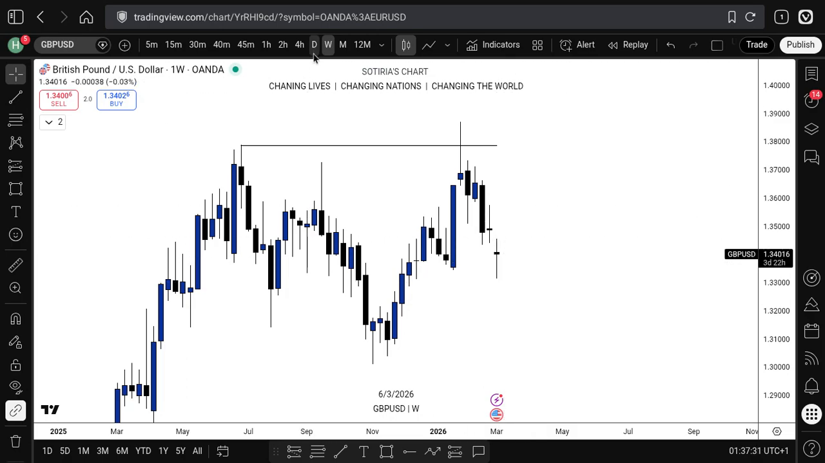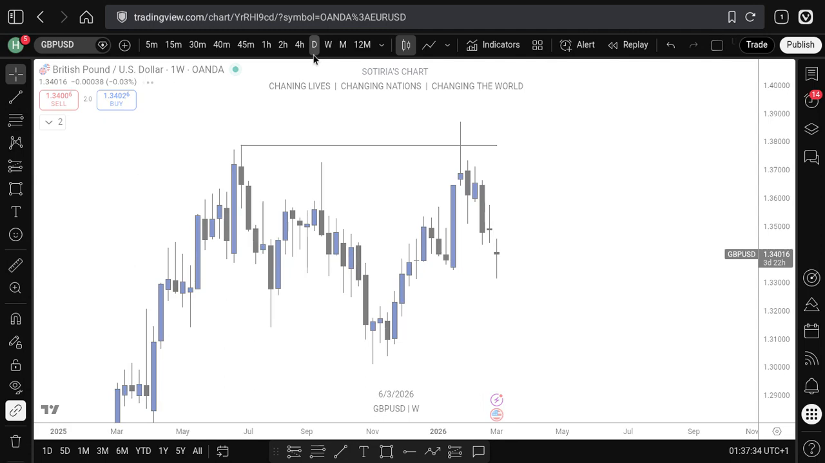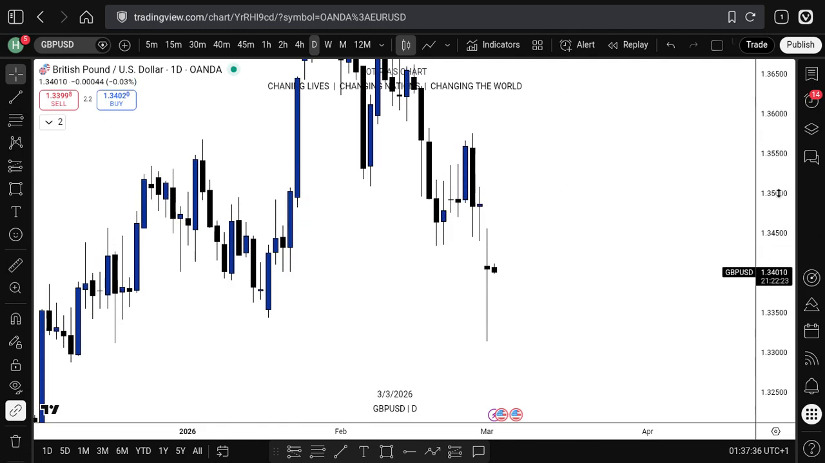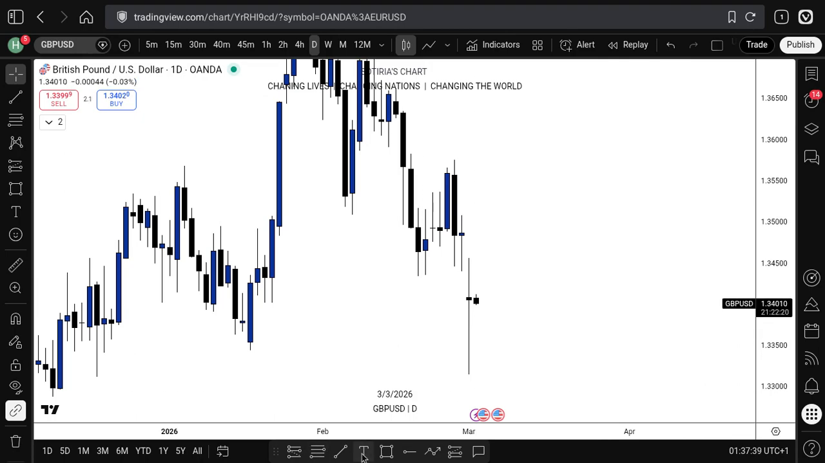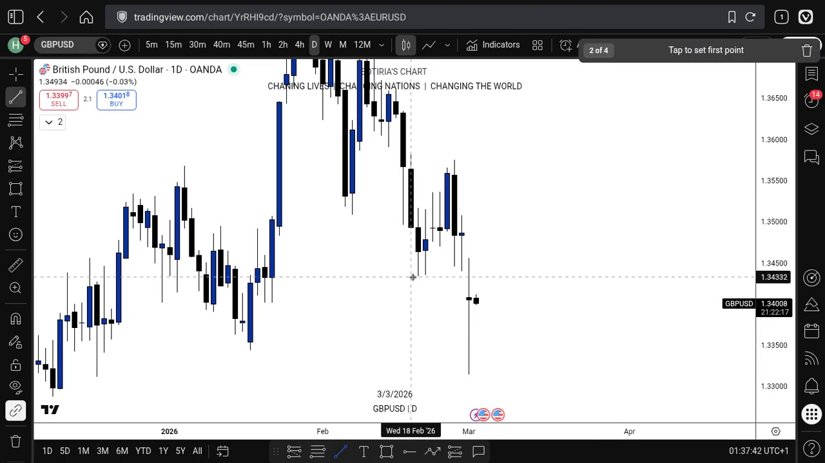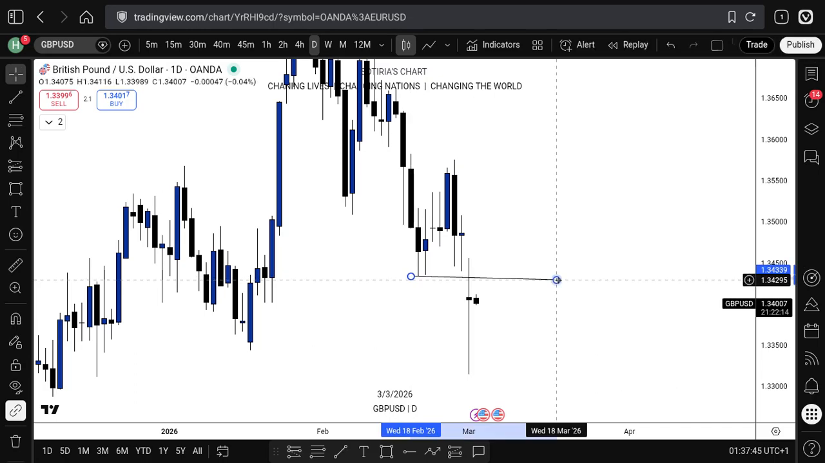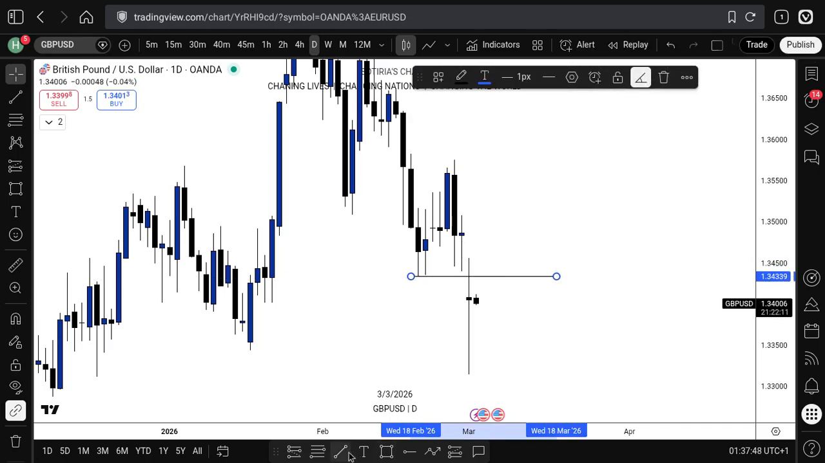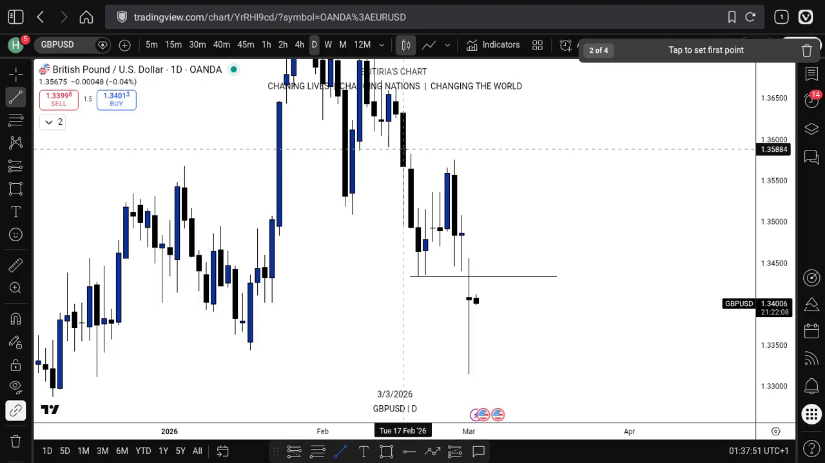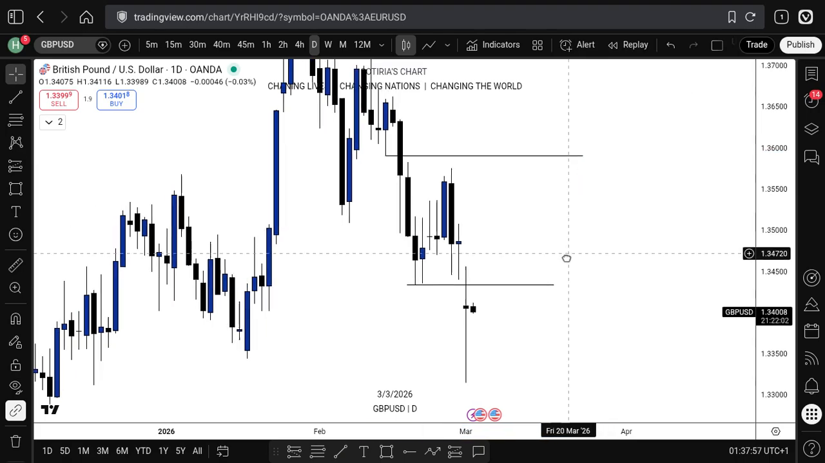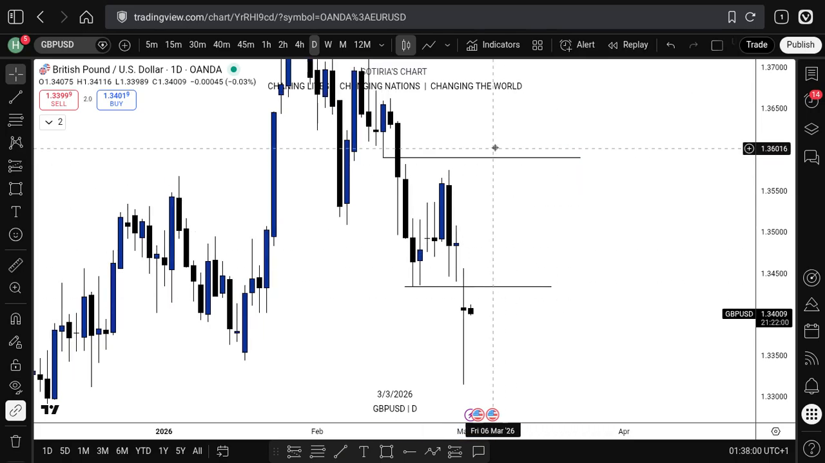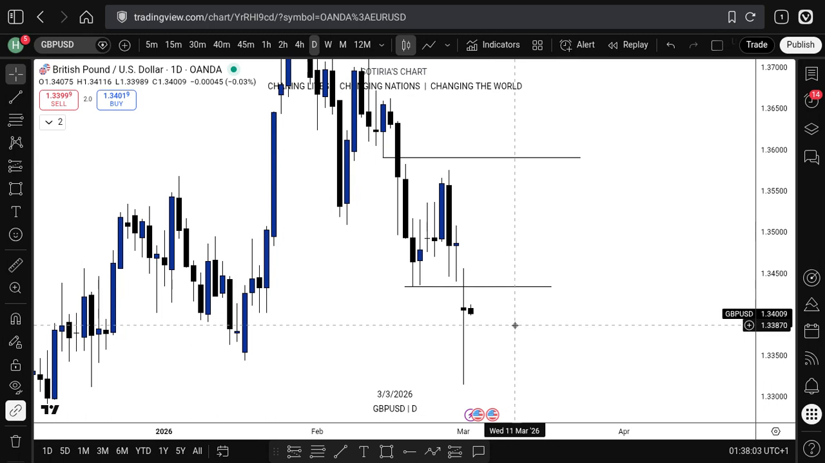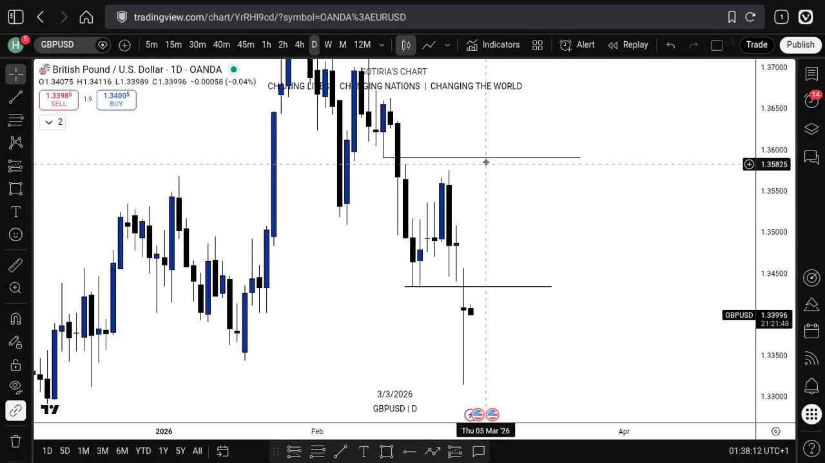So let's move over to the daily time frame. On the daily time frame, we can see that we have this breaker block here. We have another one below here. So I'll be expecting price to come into either of these two levels. And based on the kind of reaction we get, then I'll continue the sell.